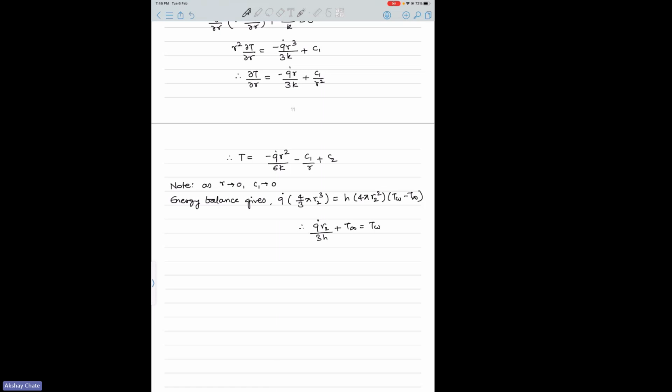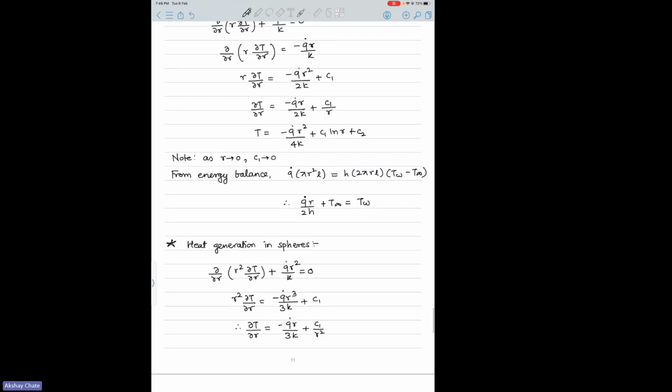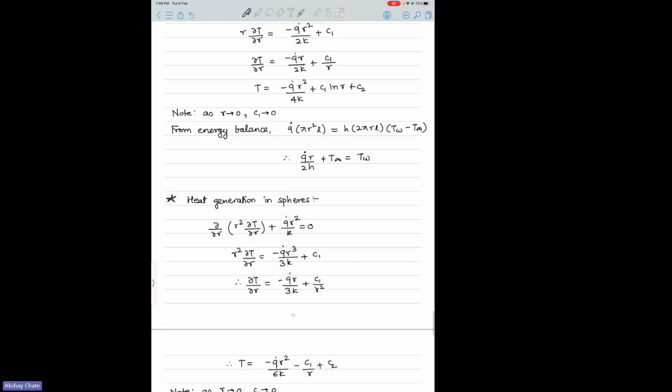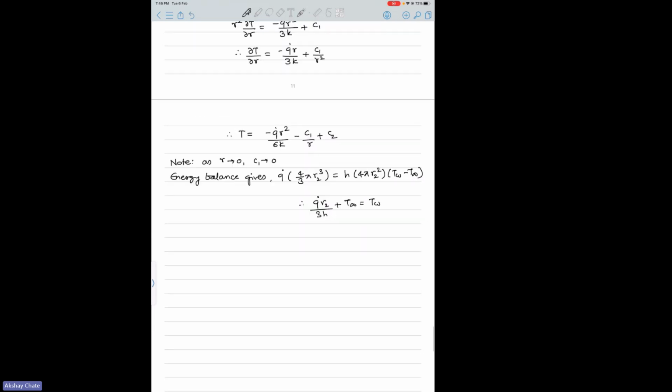So like that. Since we don't have time, we are not taking problems, but you get the point, right? These are basically second order ODEs, and you have to solve them like that. The constants are determined based on the boundary conditions, and in some cases, you need to take the help of energy balance in order to determine the wall temperature.